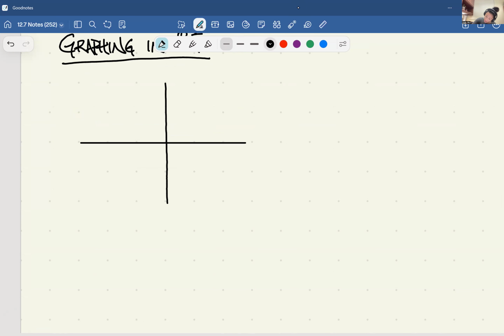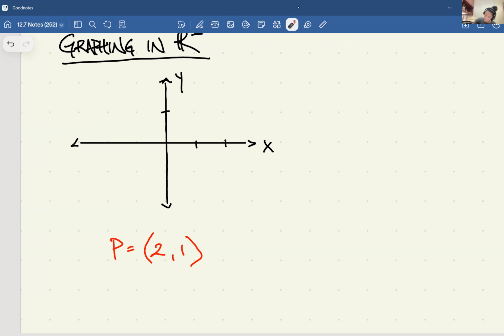I think the most common way that we have been graphing is having an X and a Y axis and then plotting points accordingly. So, for example, if I had the point (2, 1), I would go from my center over 2 and then up 1, and this would be my point P. We have positive X in the right direction and positive Y in the up direction, and that was all fine and good.